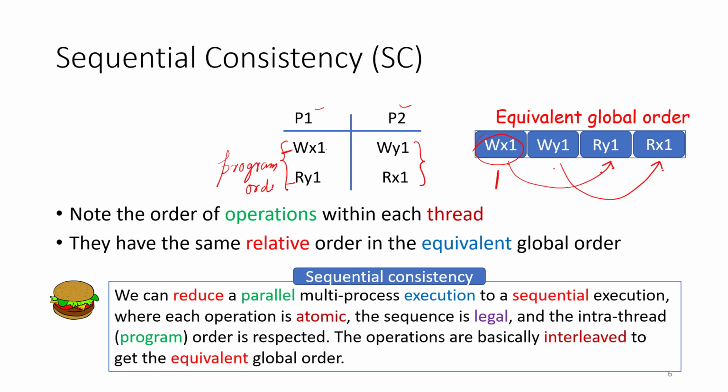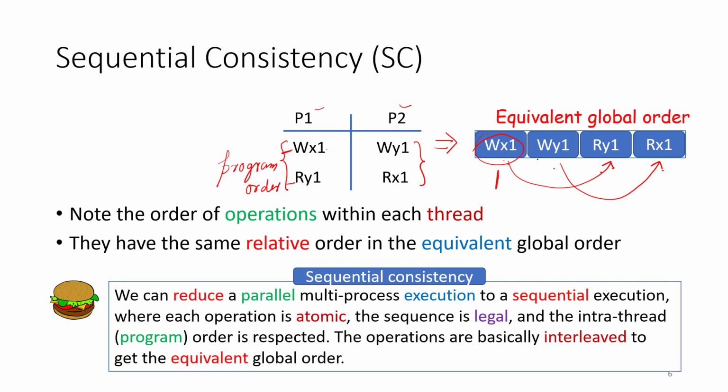So this particular execution, or its outcomes rather, are such that, let's read this. We can reduce a parallel multiprocess execution. In this case, we have a parallel multiprocess execution because we have two processes, P1 and P2. We are reducing it to a sequential execution where three things hold. Each operation is atomic, the sequence is legal, and the intra-thread order, or the program order, is respected. So all three things are happening at the same time.